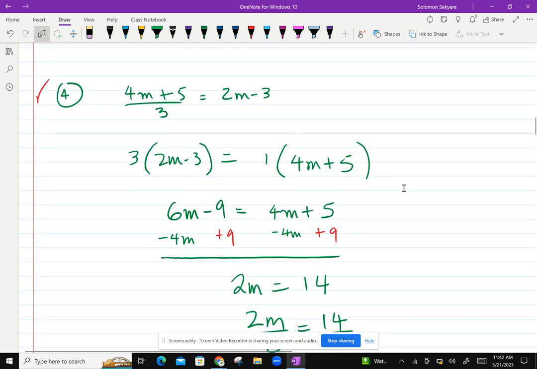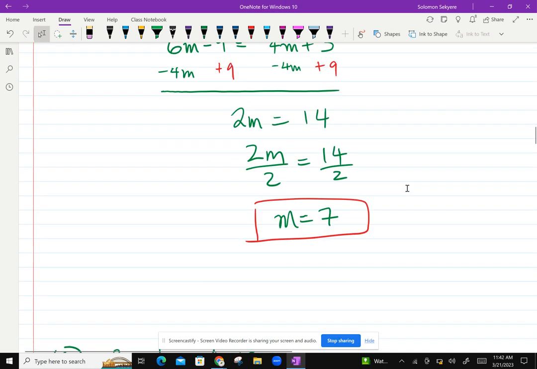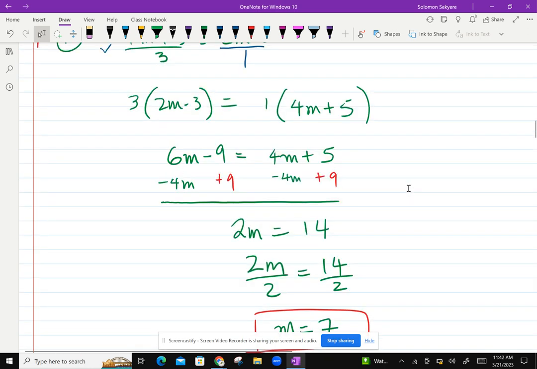What if you have something like that? You have one fraction on the left, but over here you realize it's not a fraction. It's really simple. All you've got to do is make this over 1. Once you do that, what do you do? You cross multiply, and then you follow the process. See if you get m equals 7.